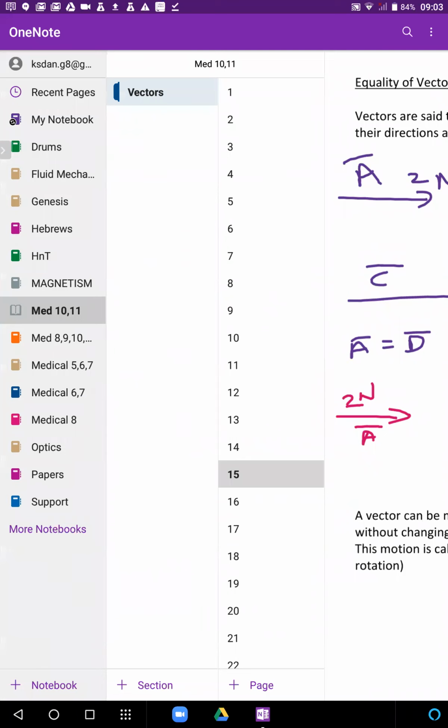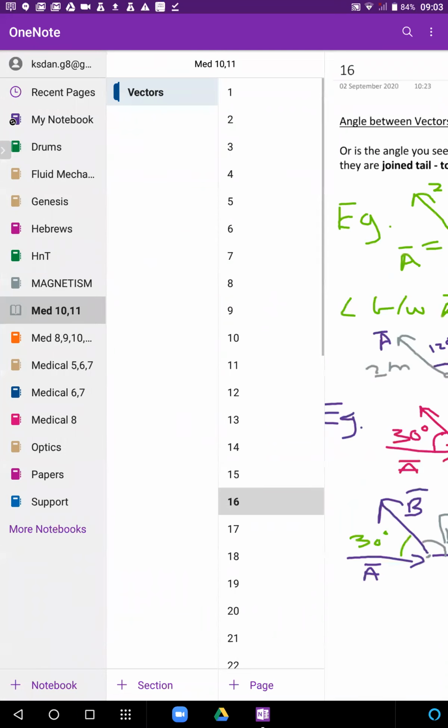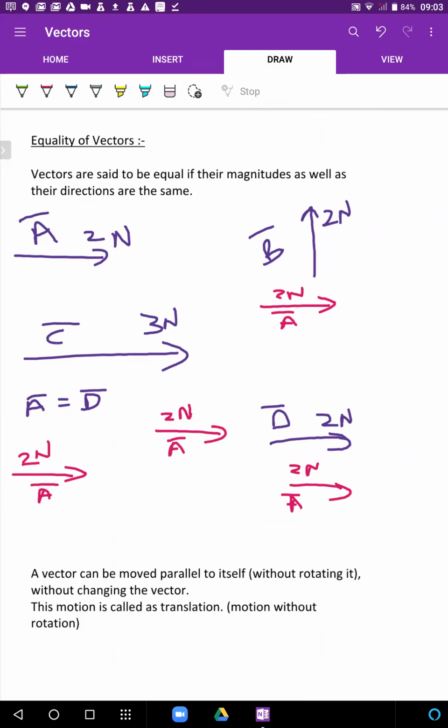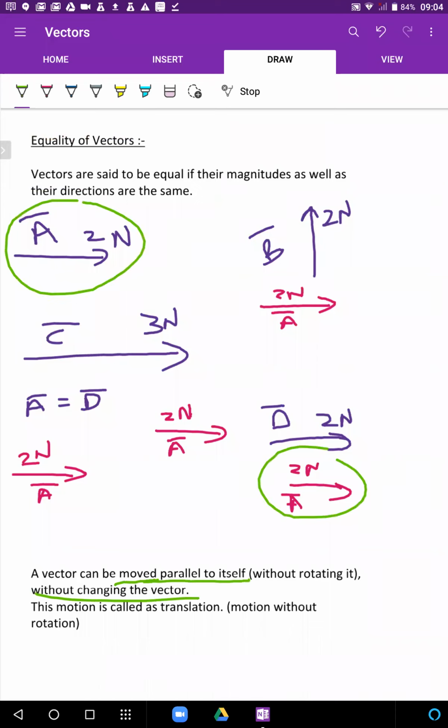Nobody saying wait. Yes, this is the same as what is written here, parallel shifting. So the vector can be moved parallel to itself. It can be shifted parallel to itself, and in doing so the vector will not be changed. ठीक है, इसको उठा के इधर डाल दो. Parallelly shift किया है, ठीक है, and in doing so the vector is not changed.